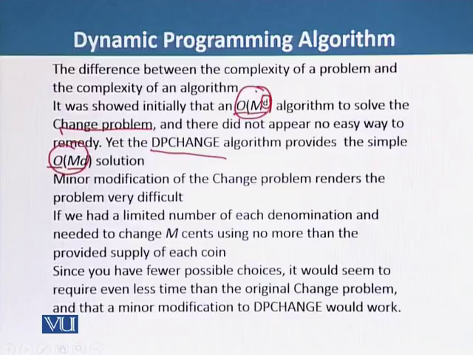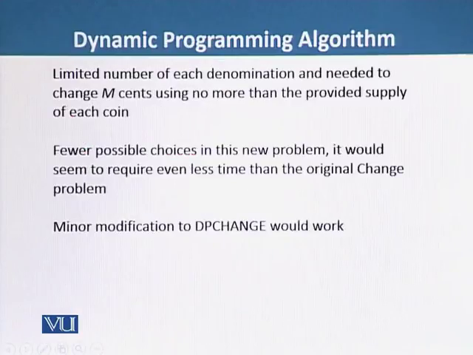If we had a limited number of each denomination and needed to change m cents using no more than the provided supply of each coin, even then we have fewer possible choices. It would seem to require even less time than the original change problem. With minor modifications to dynamic programming change, it will be very beneficial. We will see the limited number of each denomination needed to change m cents, and the minor modifications in the next slide.